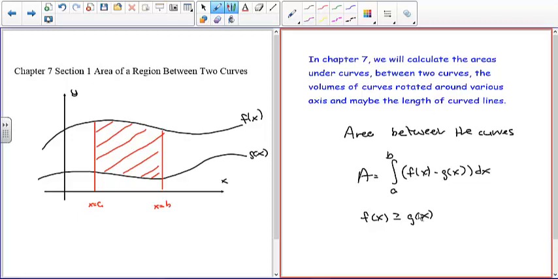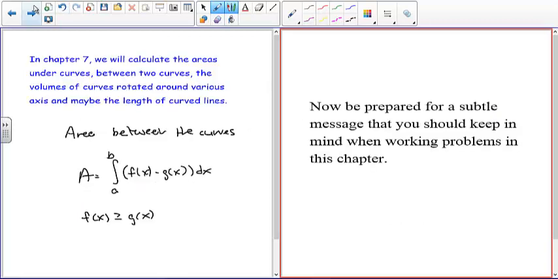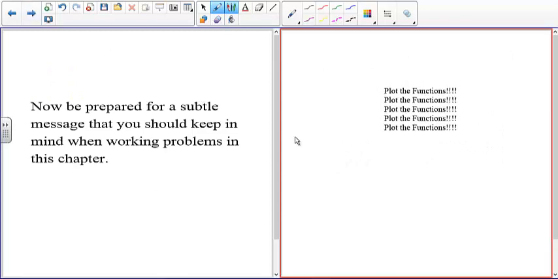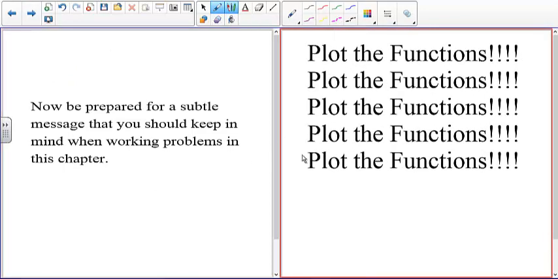So let's continue on. As it says here, be prepared for a subtle message. Okay, it's not subtle. Plot the functions, either using your graphing calculator or using the software that I use. Otherwise, you're going to get the negative answer, like I did on the problem we did the day before yesterday. There's a big difference between exponential growth and exponential decay. So that would be a big problem.